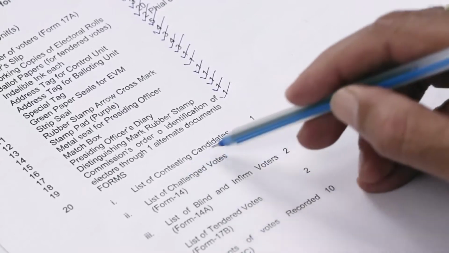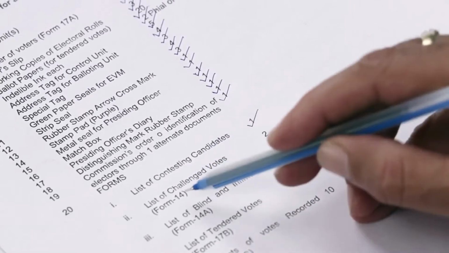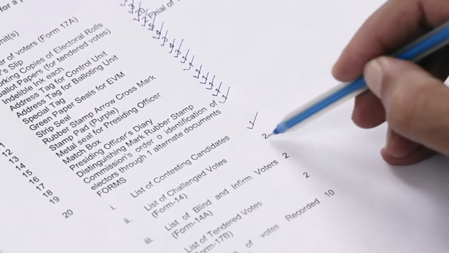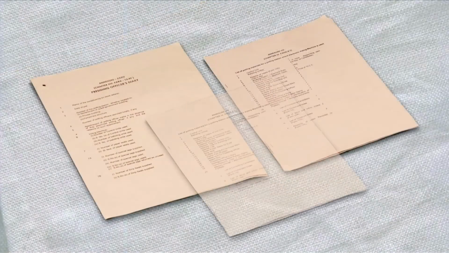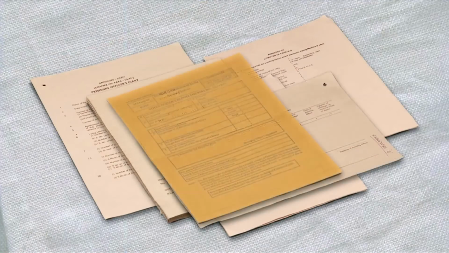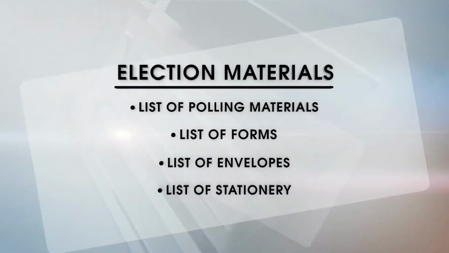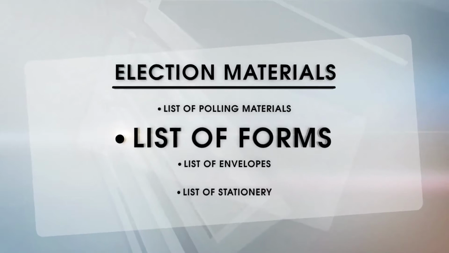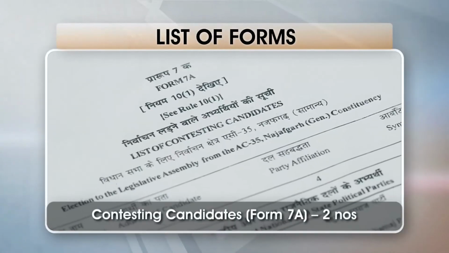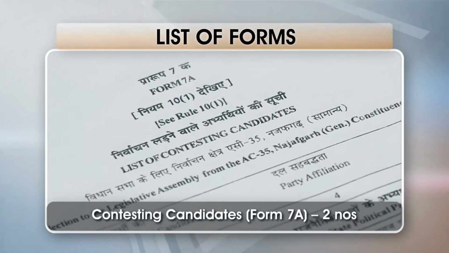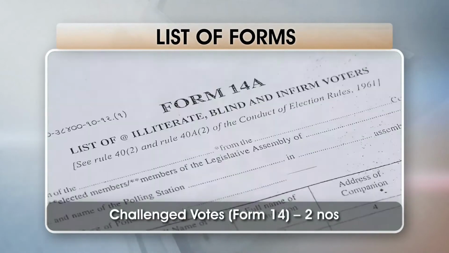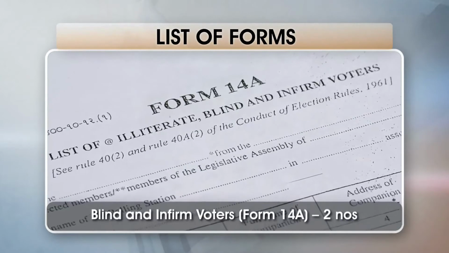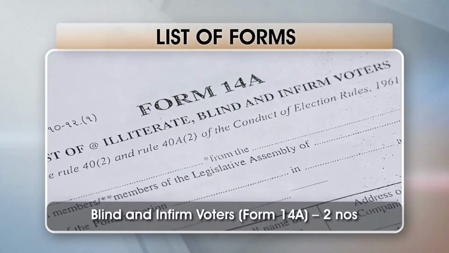Ravi is right now checking if he has all the requisite statutory and non-statutory forms required. These forms are extremely important for a smooth and streamlined polling process. List of forms. Contesting candidates, Form 7A, 2 numbers. Challenged votes, Form 14, 2 numbers. Blind and infirm voters, Form 14A, 2 numbers.